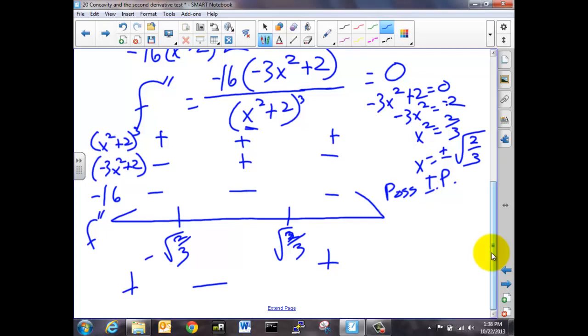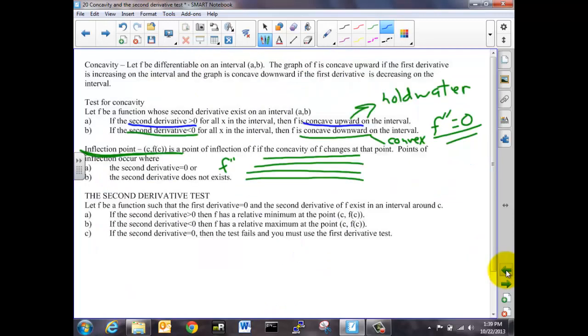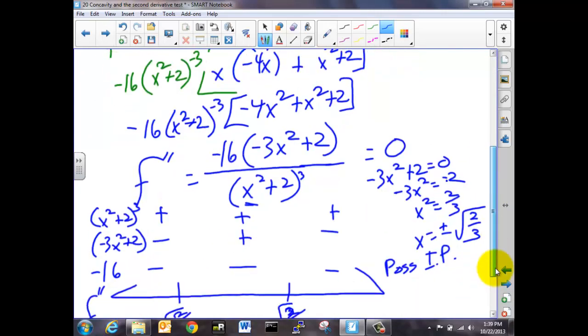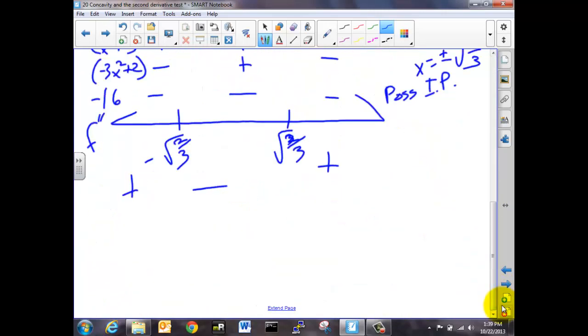What does it mean over here? The fact that it's positive. What does that look like? It's concave downward. No, positive. If it starts up and then goes down. Positive is concave upward. So what does that mean? Concave upward. That means here, in this area, it's going to look like this. What's it going to look like there? Concave downward.